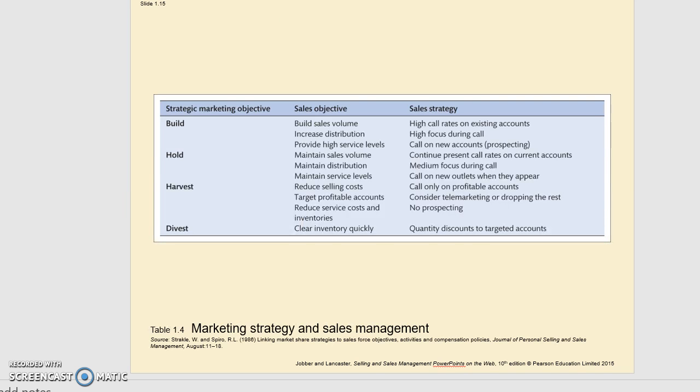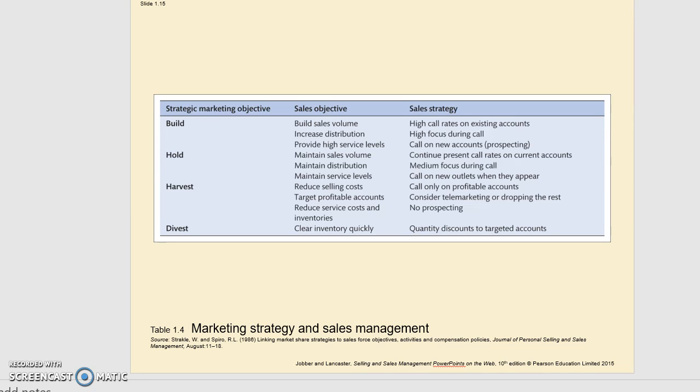Marketing strategy and sales management. Obviously, if your objective is to build your company, your sales objective is going to be to build sales volume, and the strategy is going to be high call rates with existing accounts. If you're looking at increasing your distribution, a higher focus during your call, providing higher service levels, always reaching out to new customers and prospecting, which is important.